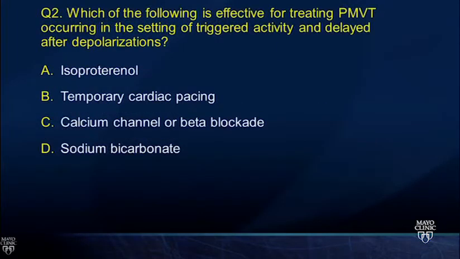Yeah. Question 2: which of the following is effective for treating PMVT occurring in the setting of triggered activity and delayed afterdepolarizations? Isoproterenol, temporary cardiac pacing, calcium or beta blockade, or sodium bicarb? Which is effective for triggered activity and delayed afterdepolarizations?